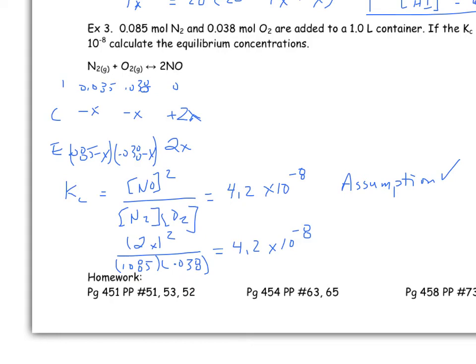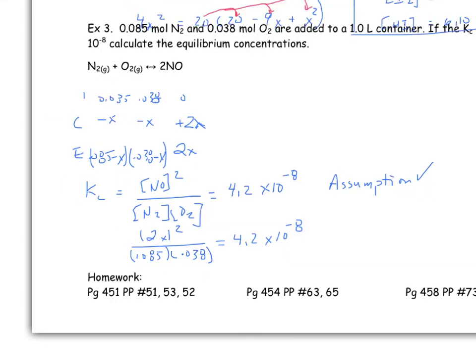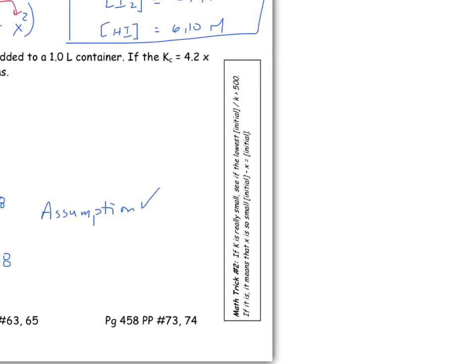Now let's simplify the math. This here becomes a 4x squared, and I can times these two together and times it by that to get rid of my denominator. If I divide both sides by 4 and then take the square root of both sides, I will solve for x.